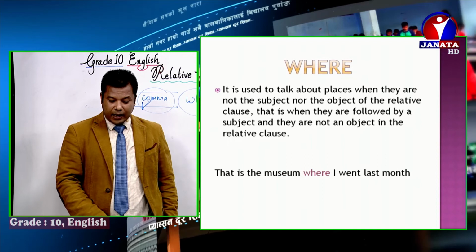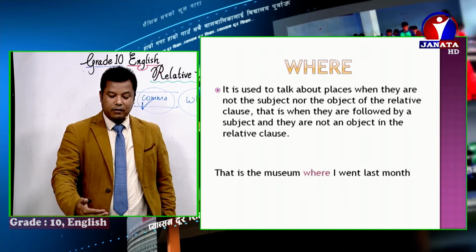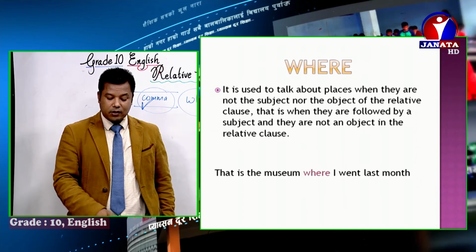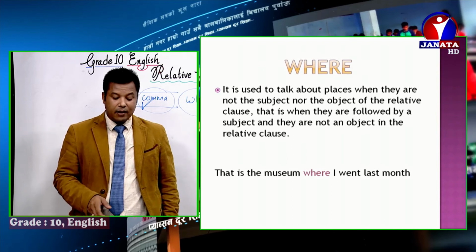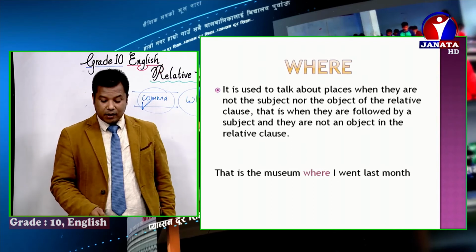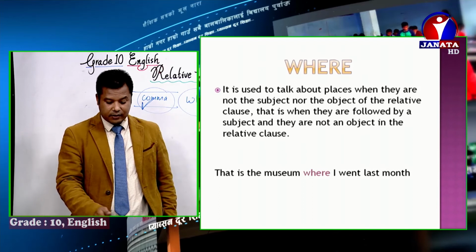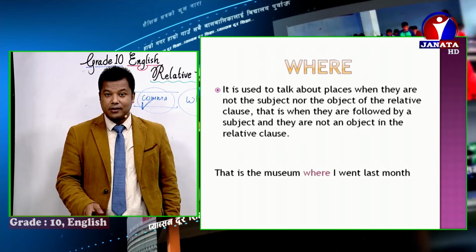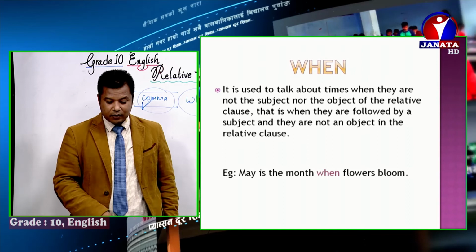Now, where is another relative pronoun that you can use. An example sentence is given there. That is the museum where I went last month. The full stop is missing. That is an accident. I would consider you can just put that in yourself.